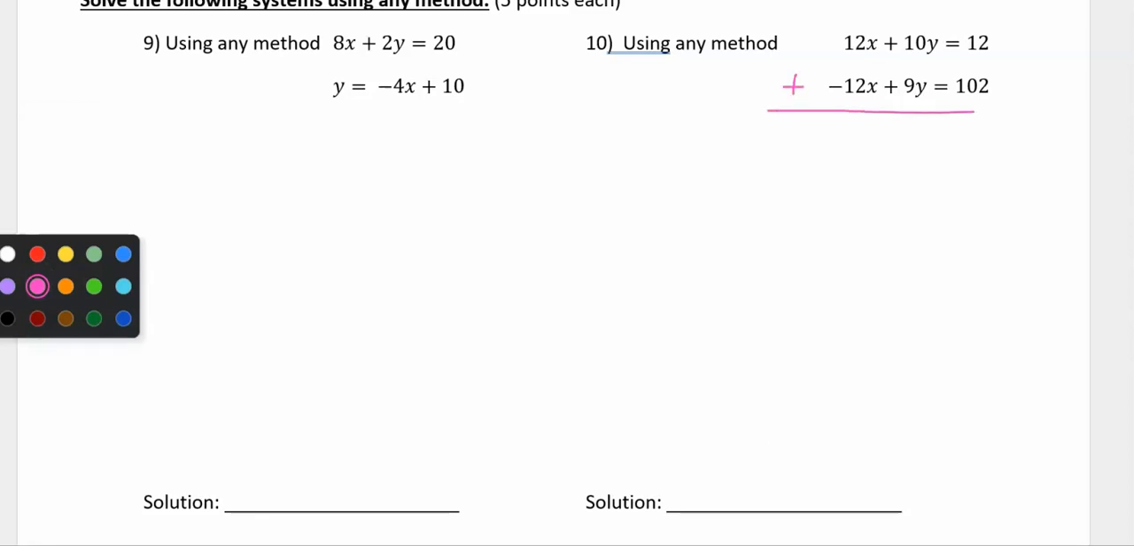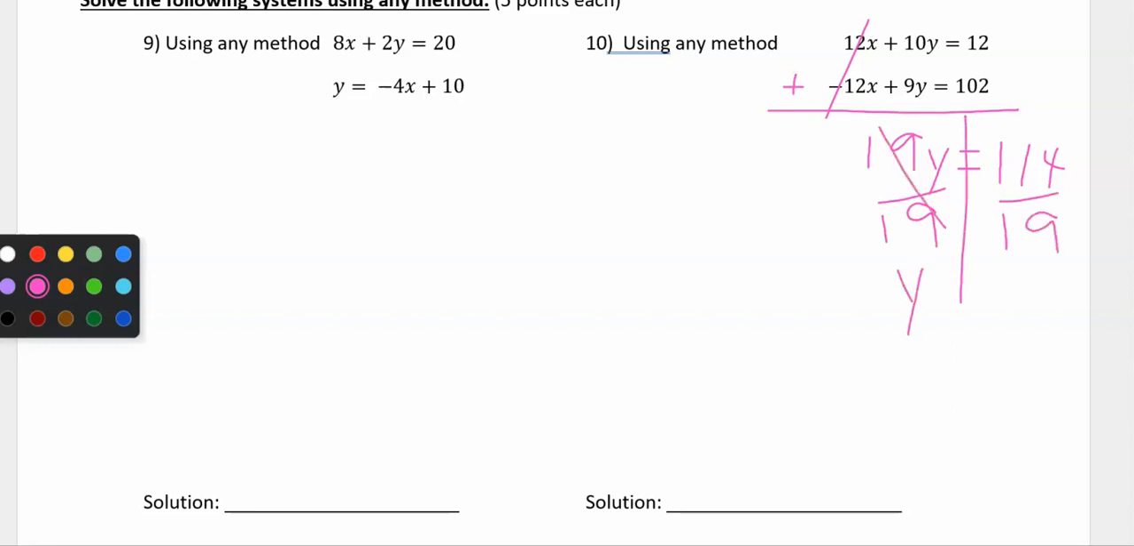So I'm going to add the two equations together. The x's will eliminate. That's 0 x's. So now the y's, 10 plus 9 is 19y. Bring down your equals. 12 plus 102 is going to be 114. So now it's a pretty simple one-step equation. I'm going to divide by 19, and y ends up being 6.